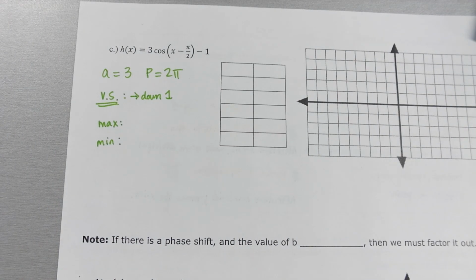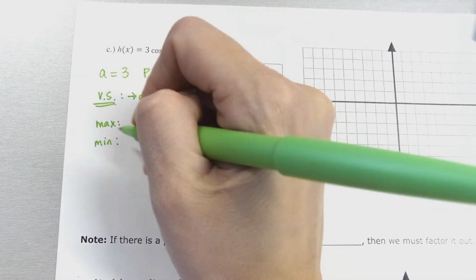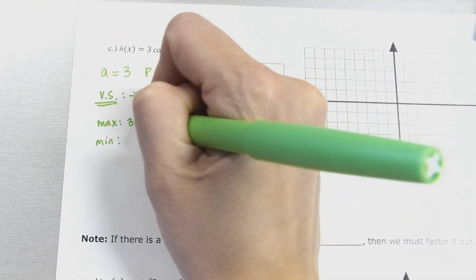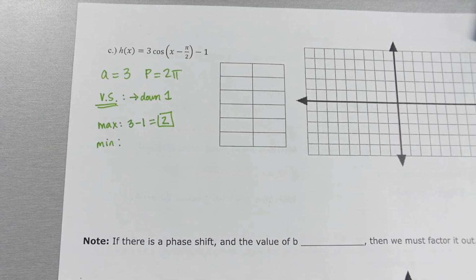Okay, so Nihal, can you tell me what your max is going to be and how you got it? No, so let's do the amplitude. So what's your amplitude? Yeah, so what's your amplitude? Yep, and then if you're going down 1, the 3 minus 1, that's how you'll get the 2. All right, and then Megan, can you tell me what the min's going to be?